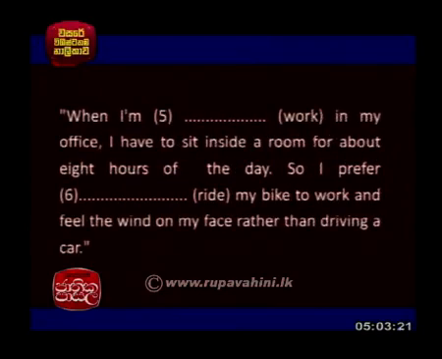When I'm at work in my office, I have to sit inside a room for about 8 hours of the day. So I prefer to ride my bike to work and feel the wind on my face rather than driving a car. So here again they have given us so many words, so you have to find the right verb. So the verb can be one word or two words, sometimes three words also, depending on the tense.